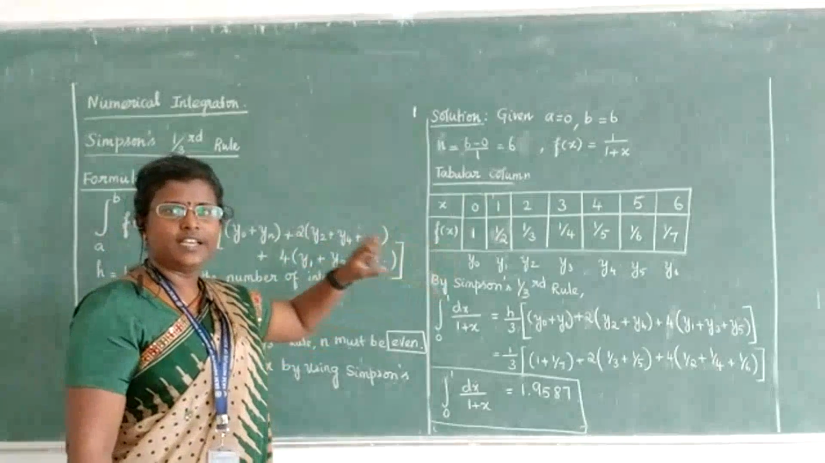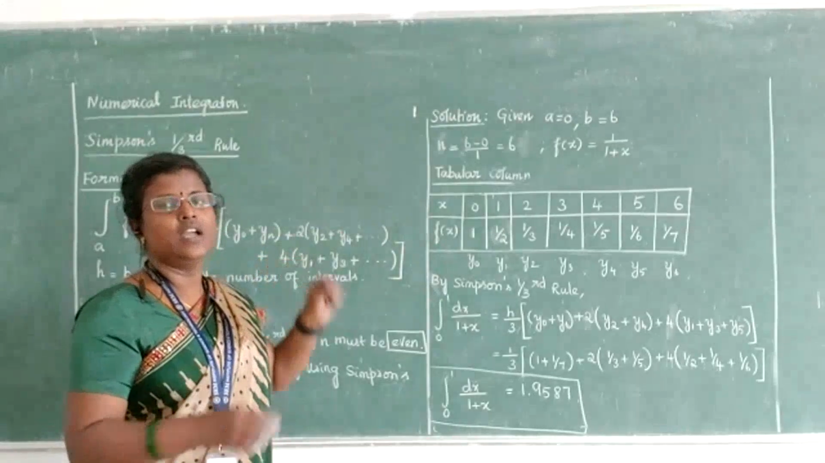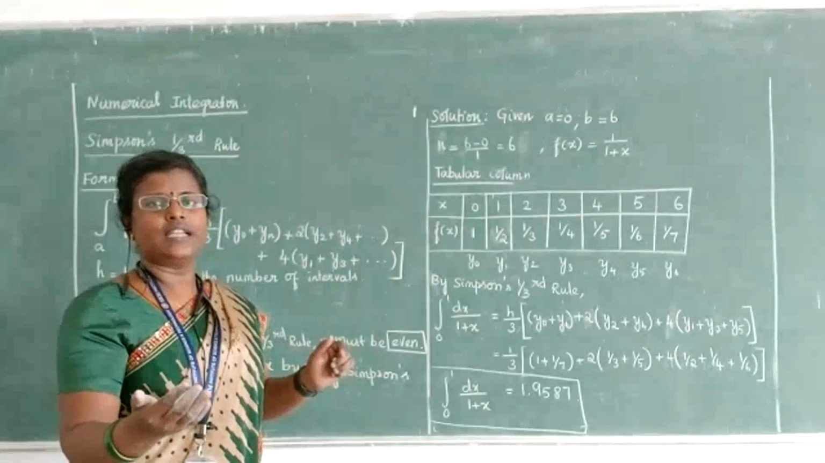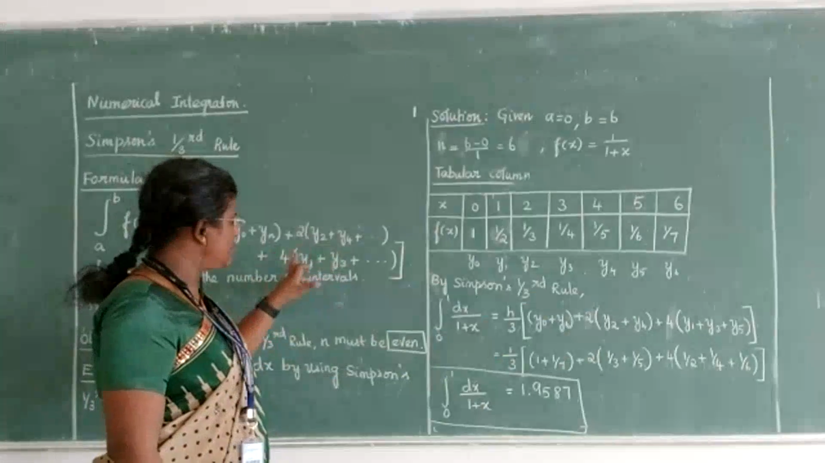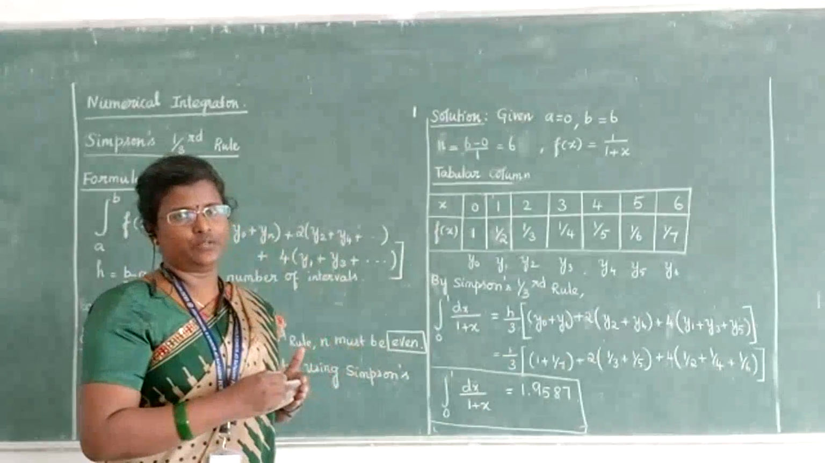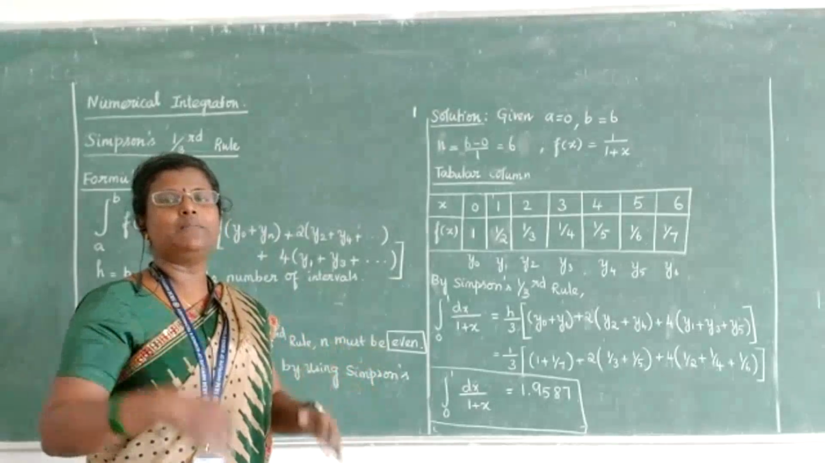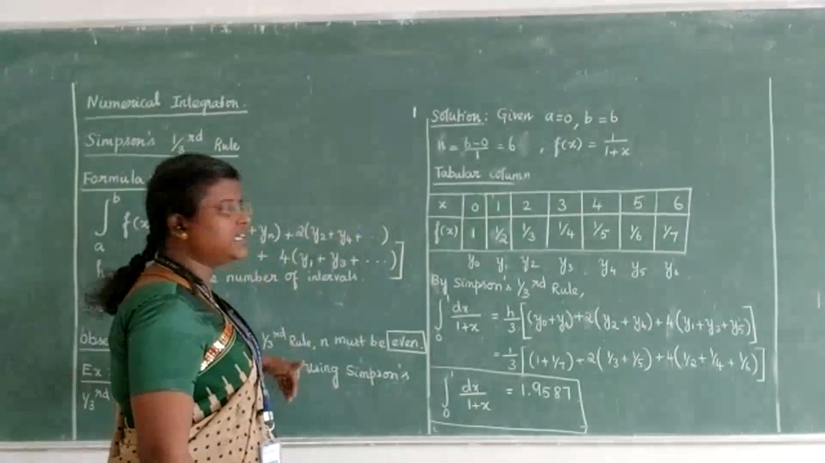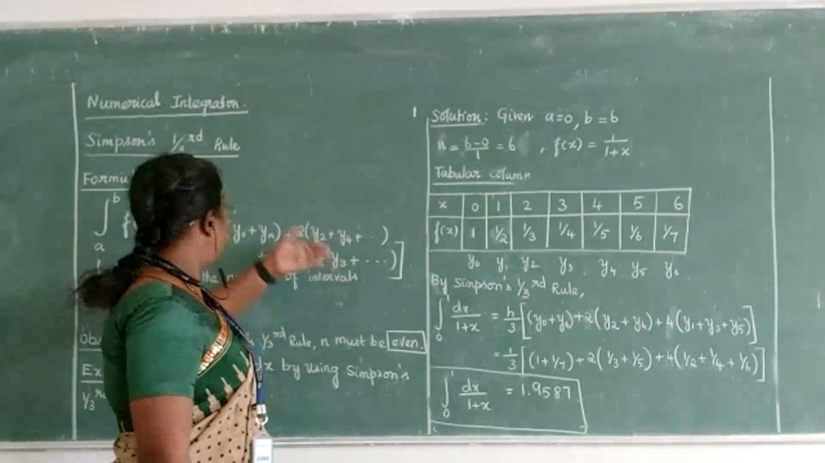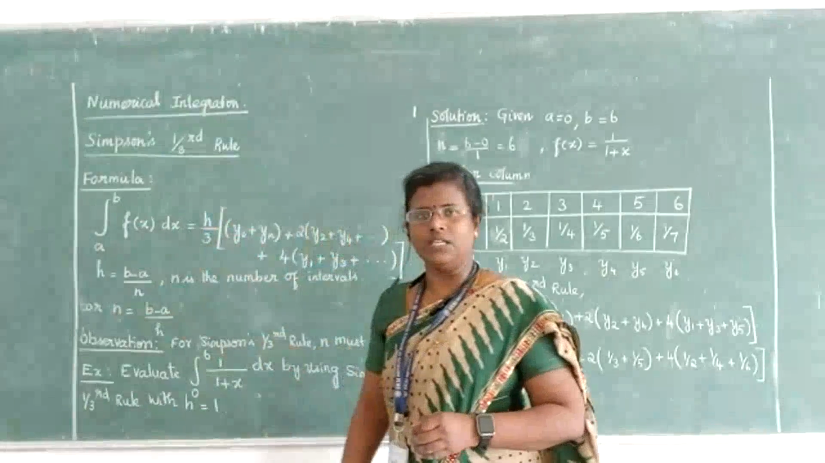That means you collect the even-numbered terms, that is y2, y4, y6, etc. You add those values and multiply by 2. Similarly, you collect the odd values, that means y1, y3, y5, add those values and multiply by 4. After that, you add all these values and you get the formula. This formula is called Simpson's 1/3 rule.